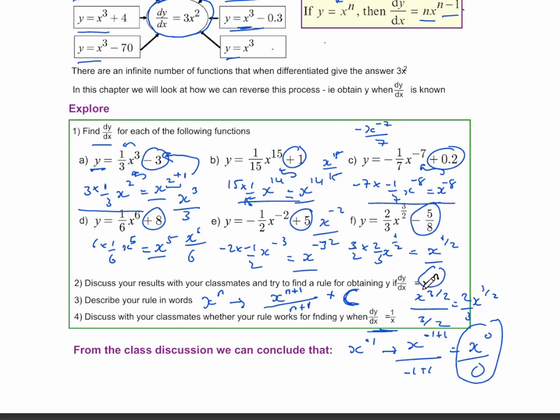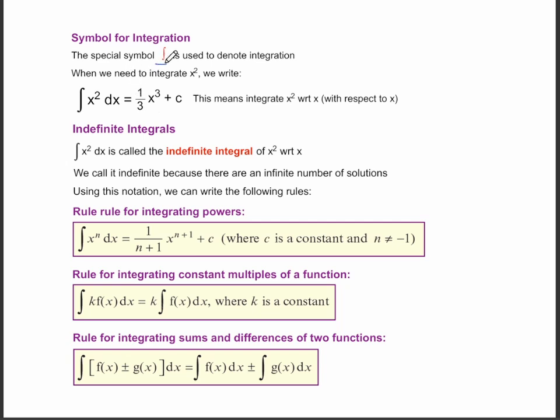So this rule that we just found, x power n plus 1 over n plus 1 plus c, only works for all n's if they are not equal to negative 1. The moment n is equal to negative 1, we have to use another way. The symbol for integration, this thing right here, which looks like a longer s, is used to identify when we want to integrate. So, for example, if we want to integrate x squared, we will write that s sign, then x squared dx. This means integrate x squared with respect to x, meaning using x as your variable.